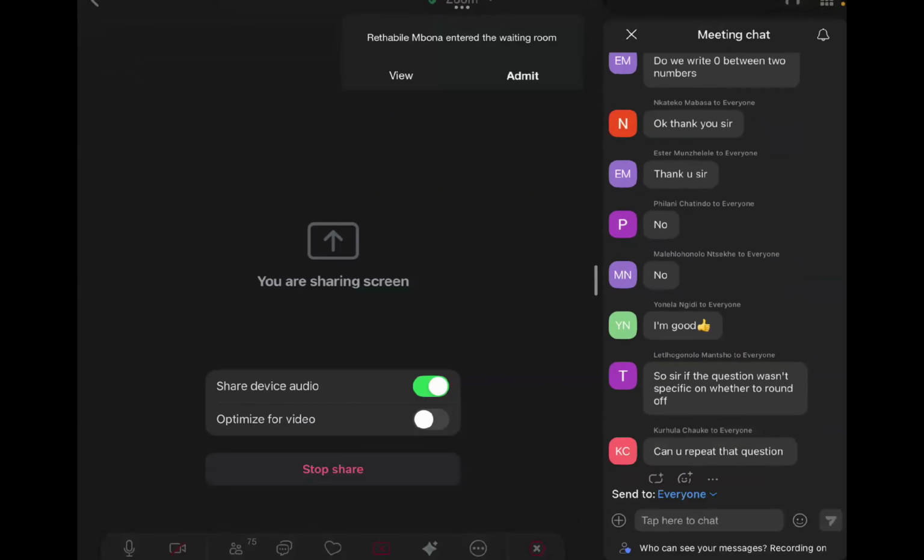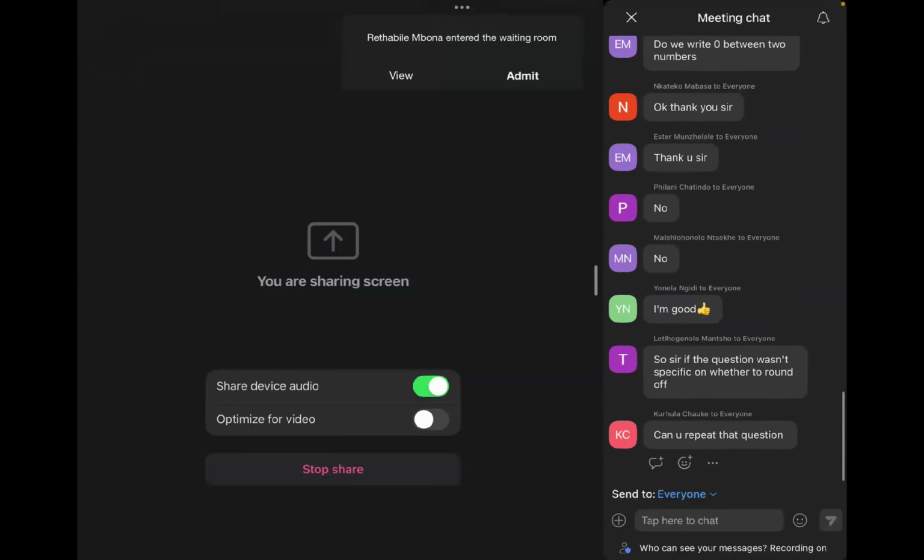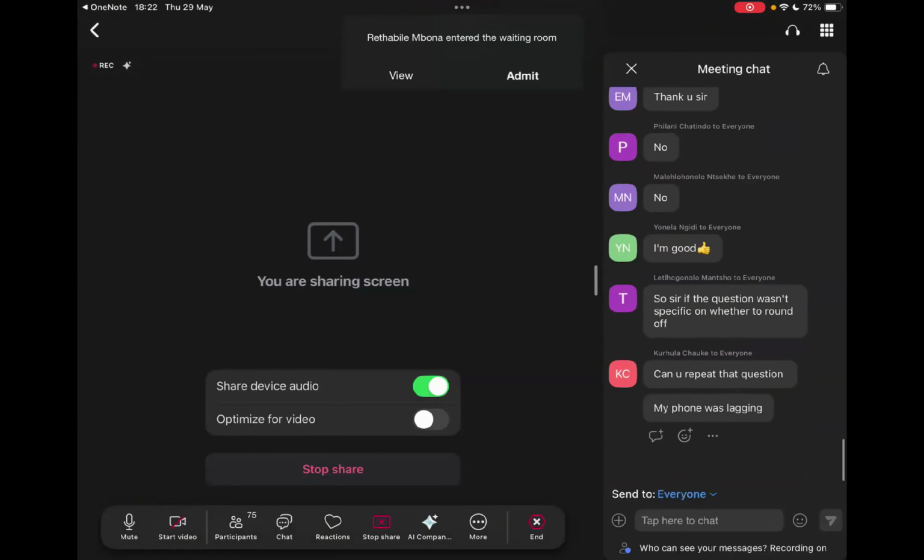If it wasn't specific on whether or not to round off, you can just leave it as the square root of 33.